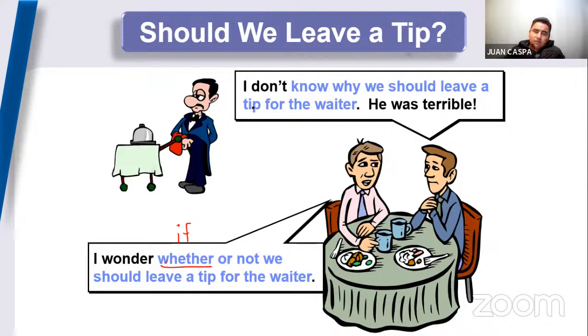For example, in this second part, I don't know why we should leave a tip for the waiter. This is not an inverted question, because this is in the middle. I'm not starting with it, and also they are not using a question mark. He was terrible, right? Not necessarily the question mark, but we are using these WH words in the middle of this. But we're going to see more.